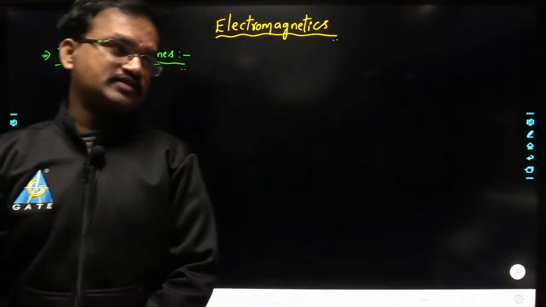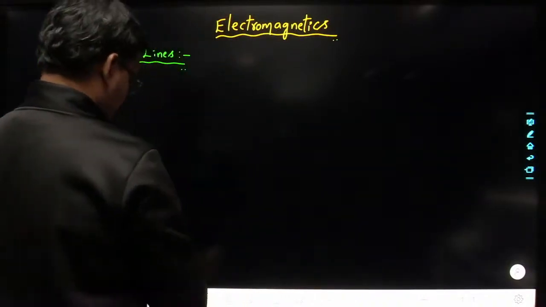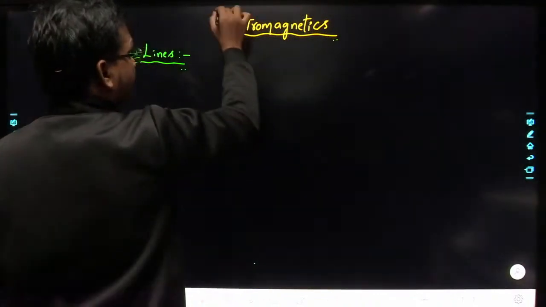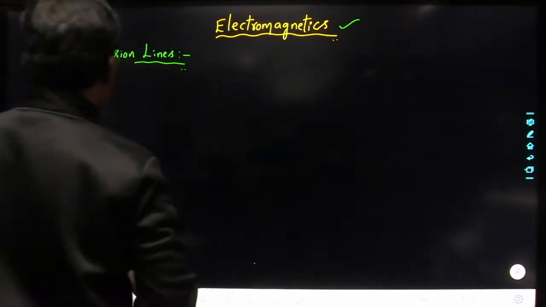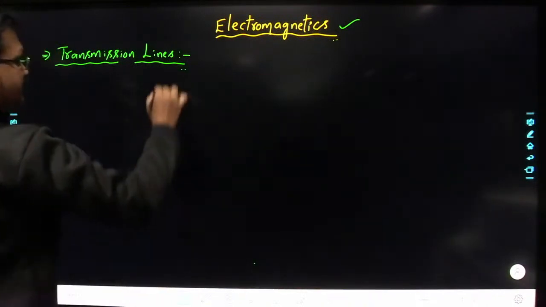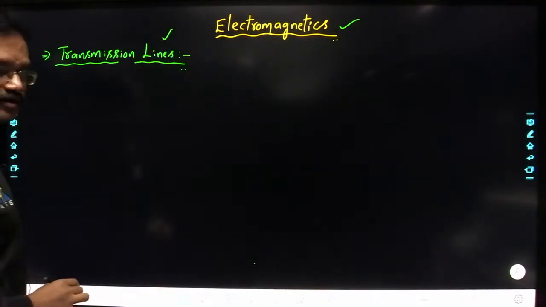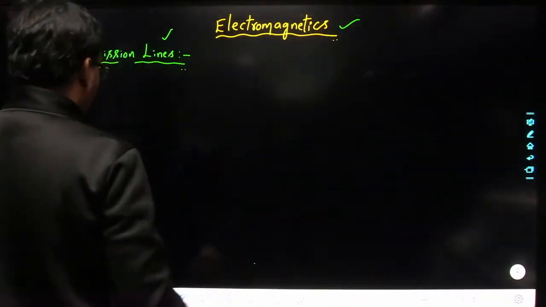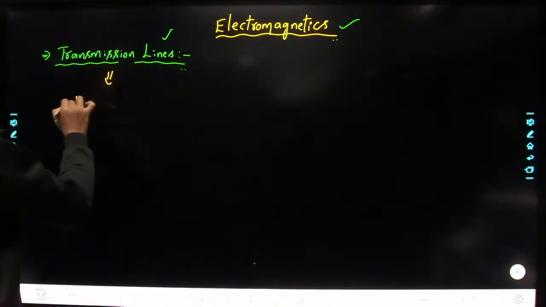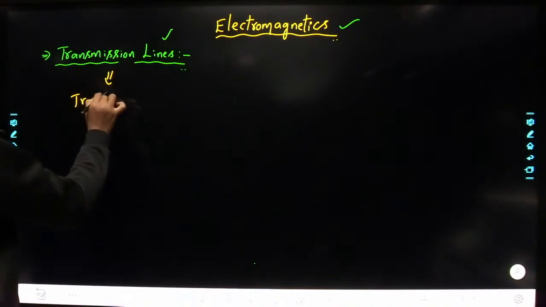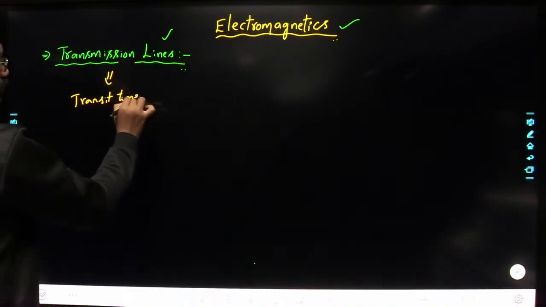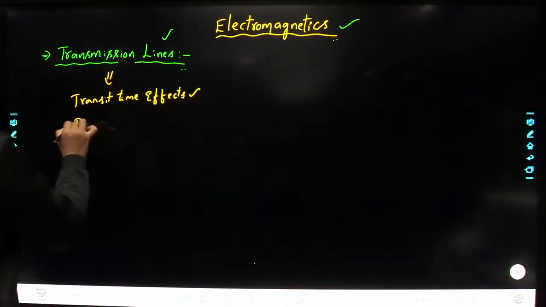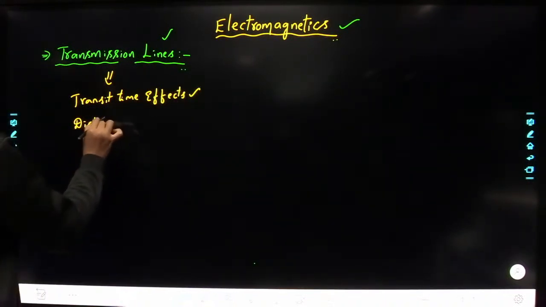So I hope everything is clear, right? Okay. So we are dealing with the subject electromagnetics, and we have started the topic that is transmission lines. In transmission lines, we have covered in the previous sessions transit time effects and distributive nature along the transmission line.